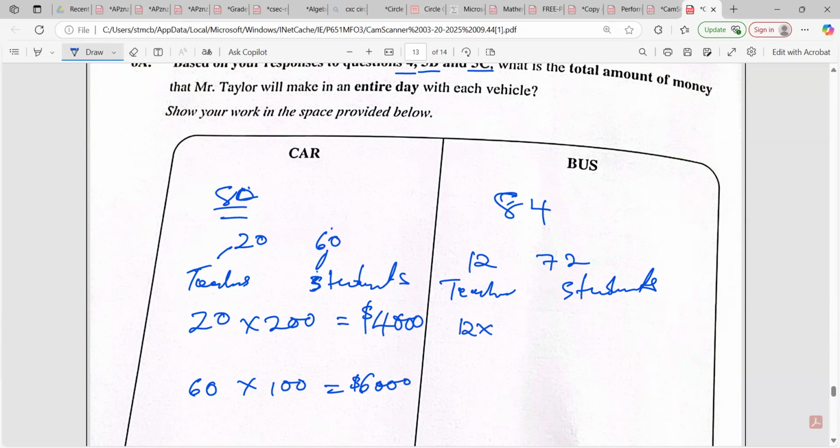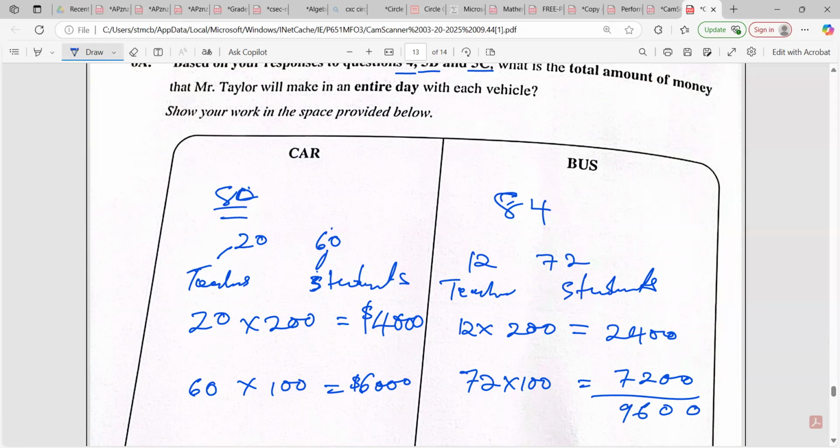The 12 teachers would pay $200 per head, so that works out to 2,400. 72 by 100, we have 7,200. So let's add now: 9,600. That's the money, right? And this would have been 10,000. An extra 0. All right, cool. So there you have it, guys. This is what it should actually have been.